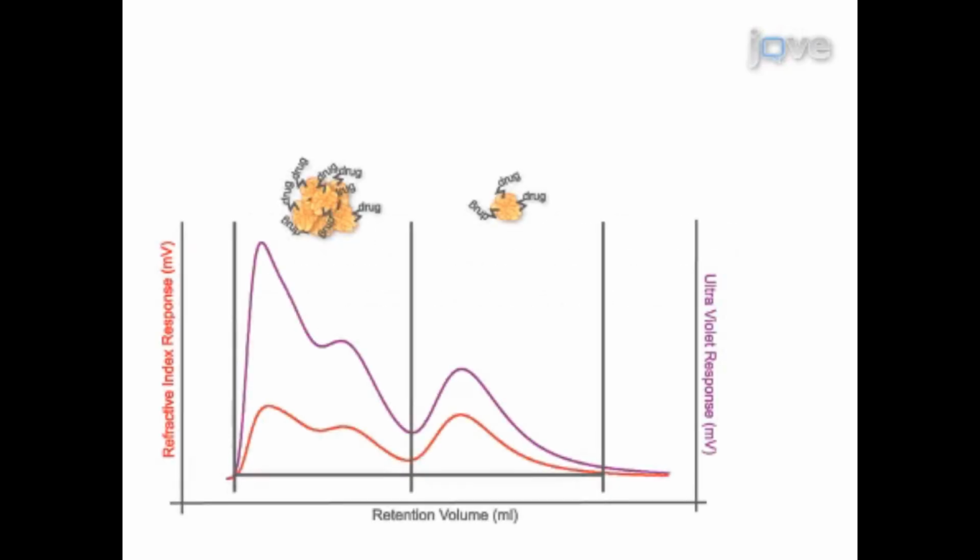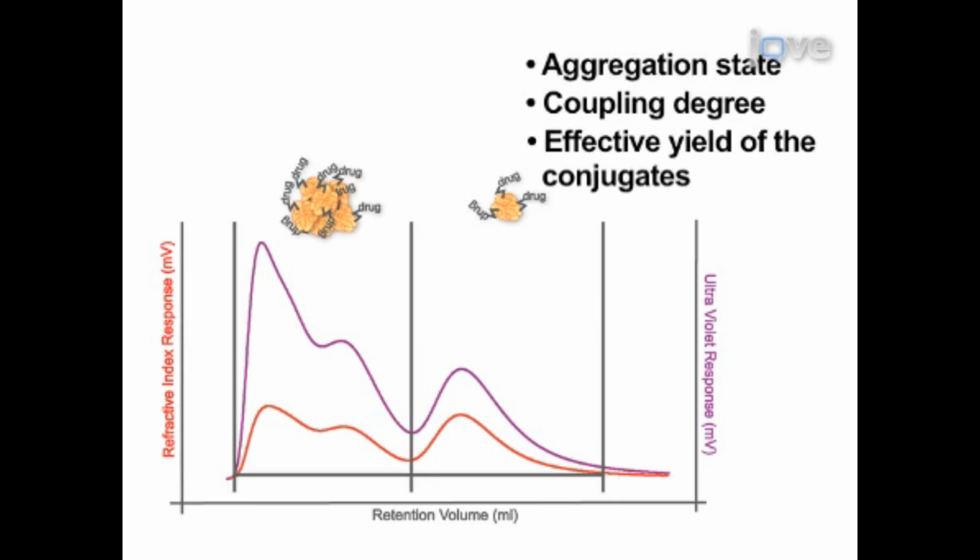This method evaluates BAT as a beneficial tool to detect IgE-dependent drug hypersensitivity. Protein conjugates of NSAIDs are used for activation of basophils. By HPSEC with RI and UV detection, aggregation state, coupling degree, and effective yield of conjugates are determined.